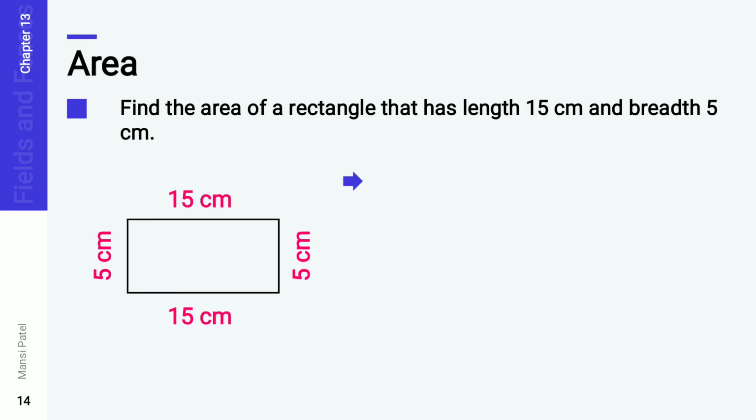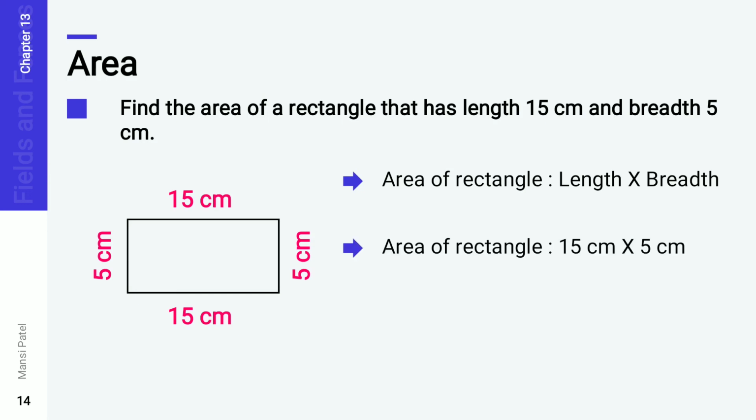Now what is the formula to find out the area of rectangle? To find out the area of rectangle, the formula is length multiplied by breadth. So here you have to write down like this. Area of rectangle is equal to, what is your length? 15 centimeter. What is your breadth? 5 centimeter. So do the multiplication of 15 centimeter multiplied by 5 centimeter.